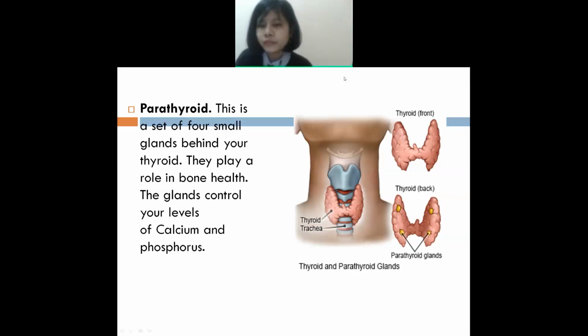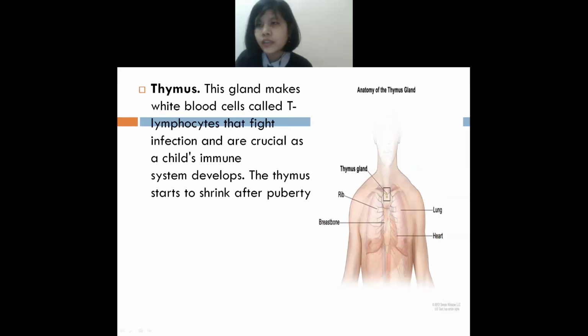And what do these glands do? They control the level of the calcium and phosphorus in your body. It's clear, no, everyone? Rinkumoni, are you clear? Parathyroid, thyroid. Yes, ma'am. Okay.